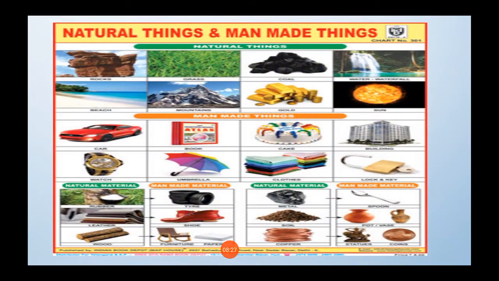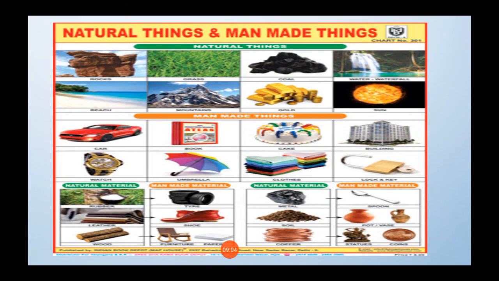This is one more picture for you to understand natural things and man-made things. See here, natural things: stone, grass, coal, waterfall, beach, mountains, gold, even the solar system, right? The sun too. So these are all natural. And man-made things: car, book, cakes, buildings, watches, umbrella, clothes, and lock and key. These are all man-made things, right? So once again they are classified here.